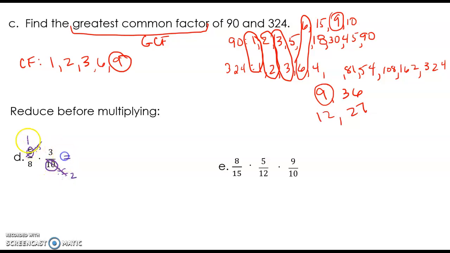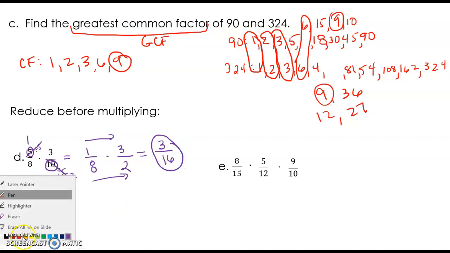So let me rewrite this. So I have 1 over 8 times 3 over 2. You see nothing changed as far as the 3 and the 8 goes. Now I can just multiply across, and I shouldn't have to reduce at the end. That's the benefit of reducing before multiplying, you don't have to reduce after. And then 8 times 2 is 16, and that's as far as that goes.